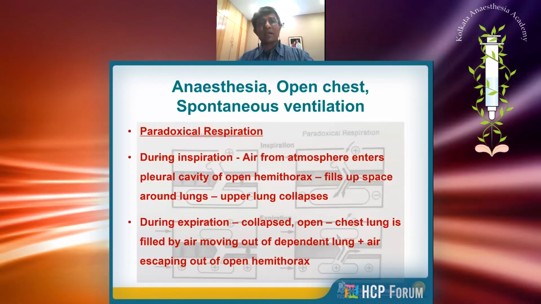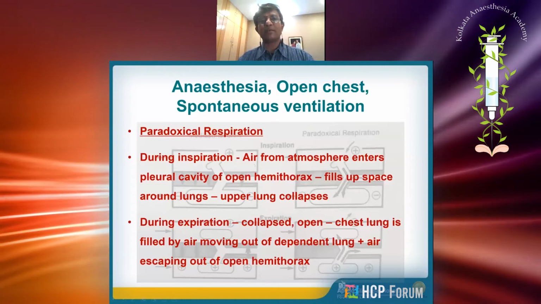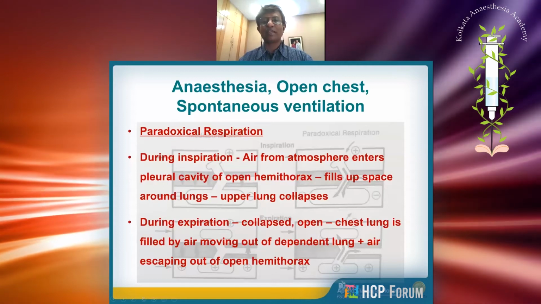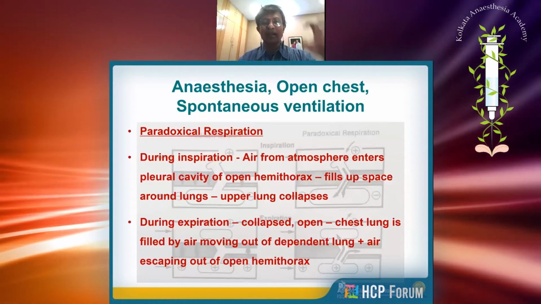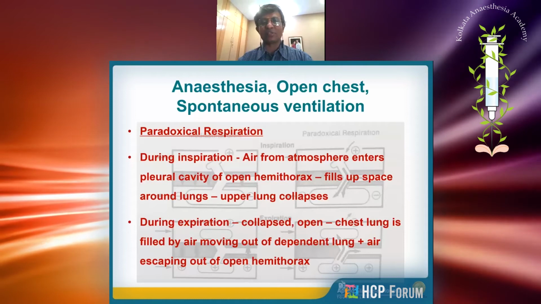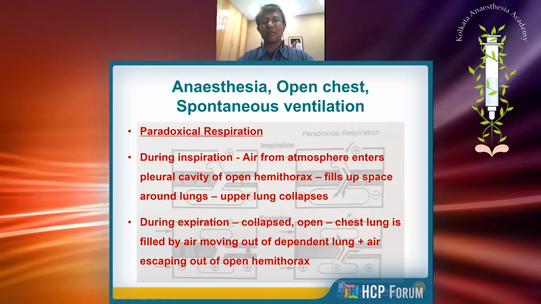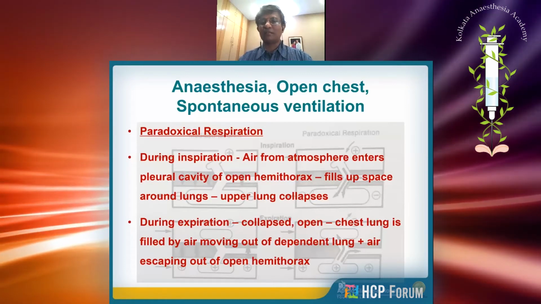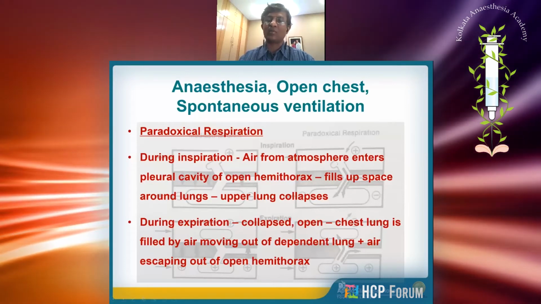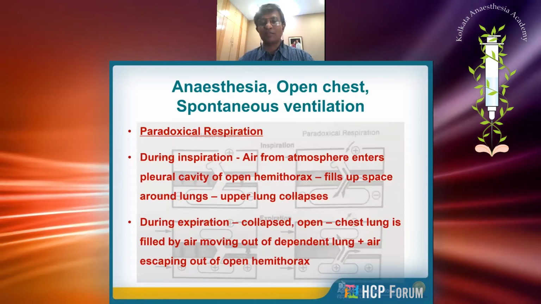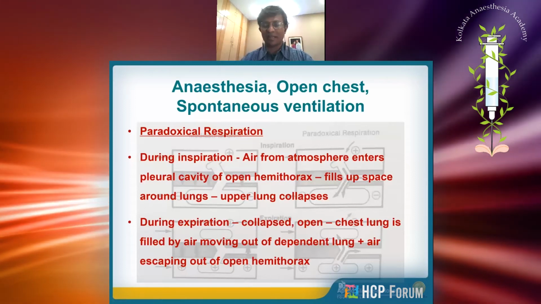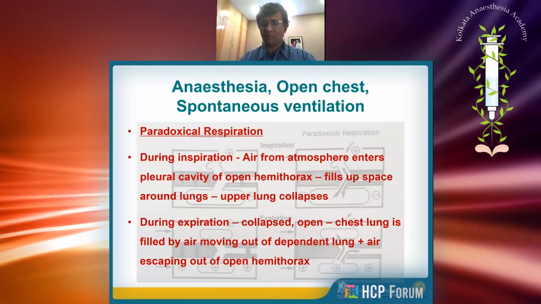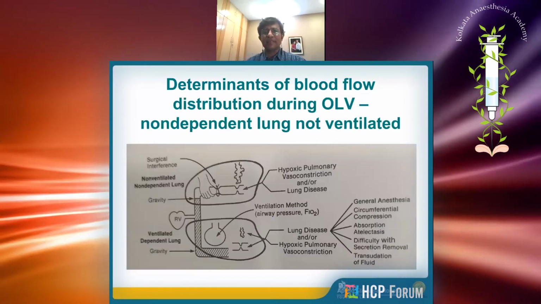You can also have paradoxical respiration. During inspiration, air from the atmosphere enters the pleural cavity, so the non-dependent lung actually deflates and becomes small, and the lung collapses. During expiration, the collapsed lung will open up because from the dependent area the air goes up and inflates it. So during expiration, you will find the non-dependent lung expanding. But these are, I think, more theoretical than anything else.